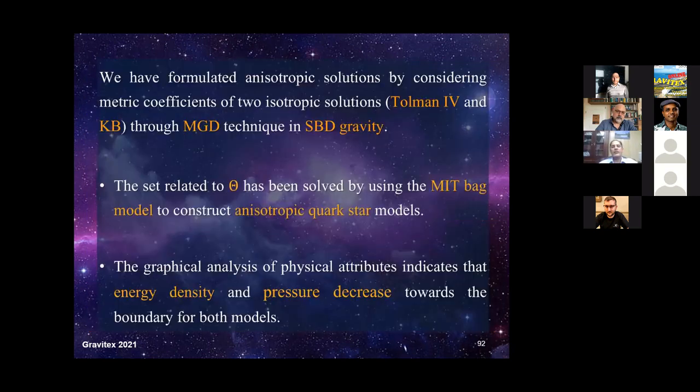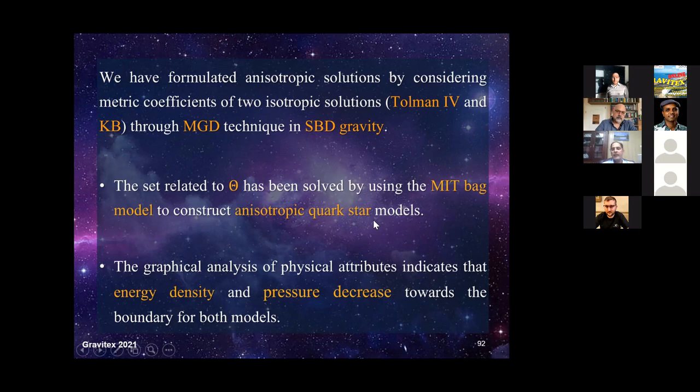Okay, I can conclude my talk. We have in fact formulated anisotropic solutions by considering metric coefficients of 2 isotropic solutions. First is the Tolman 4, and through the MGD technique in self-interacting gravity, we have used the Tolman 4 solution as well as some other parameters like the Karlade-Pandey condition. The set related to theta has been solved by using the MIT bag model to construct anisotropic quark star models.